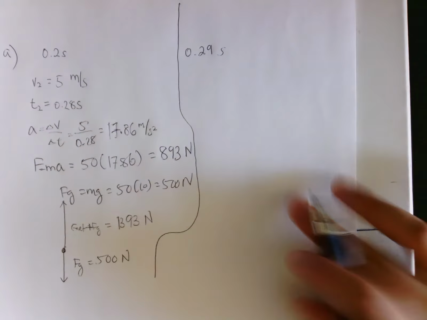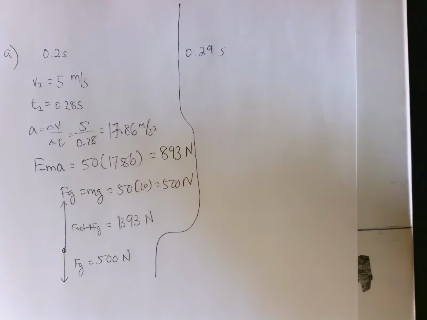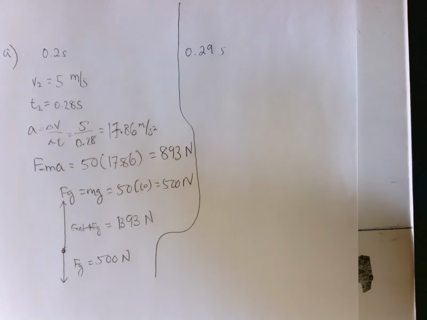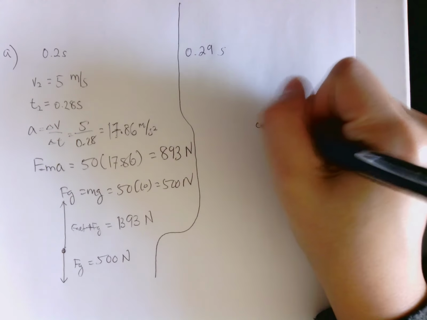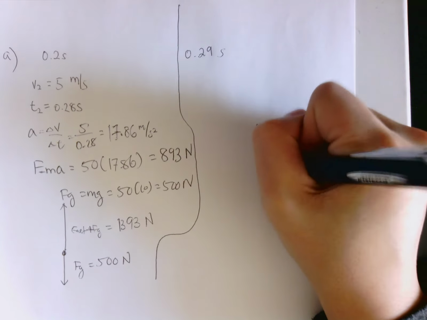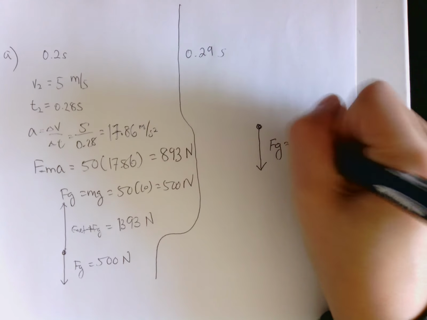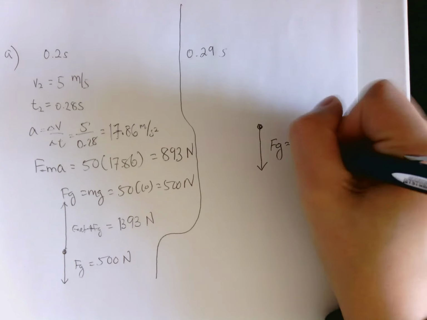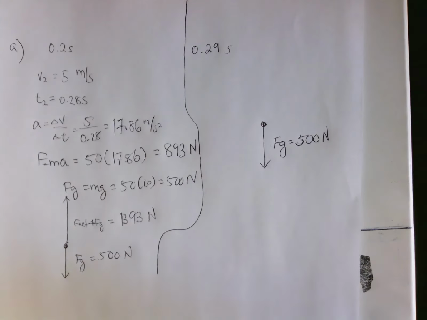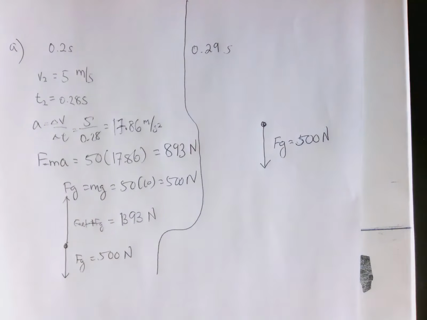So the other period to draw a force diagram for is 0.29 seconds, which is after the student's feet leave the ground. And this one's pretty simple because the only force exerted on the student is force of gravity, which is equal to 500 newtons as we calculated before, and there's no other force because the student's feet have already left the ground.